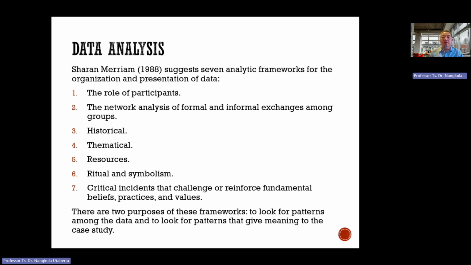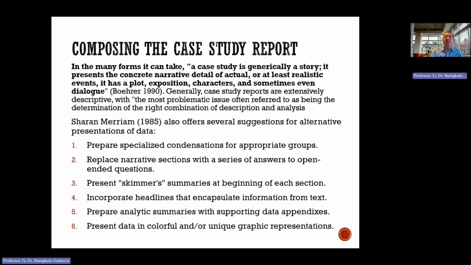These are two frameworks, to look for patterns among the data and to look for the meaning in the case studies. So by understanding the thematics based on certain themes, historical based on the historical outlines and progression, resources, etc., these are the things that will give you a clear understanding of what the data actually means for your research in the future.